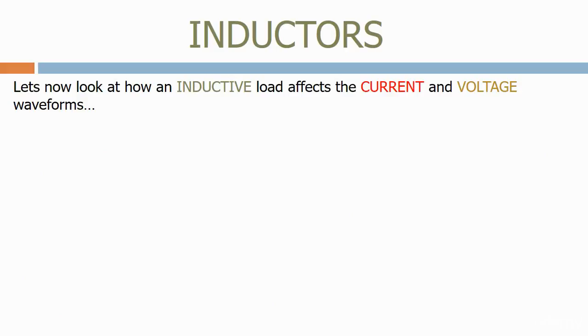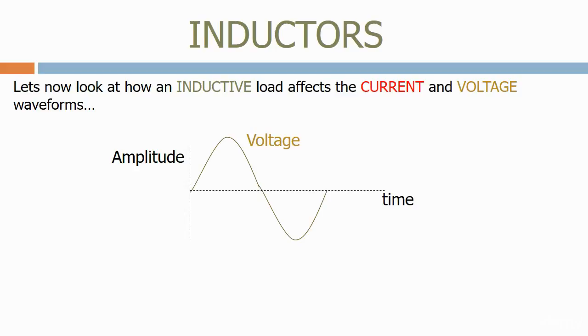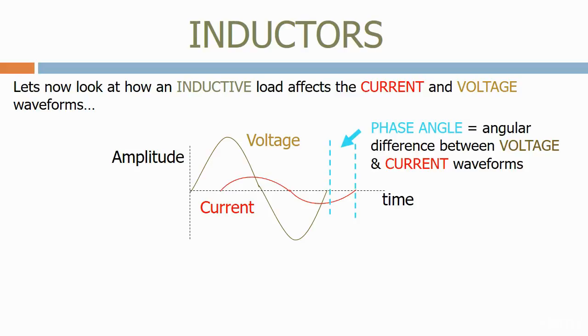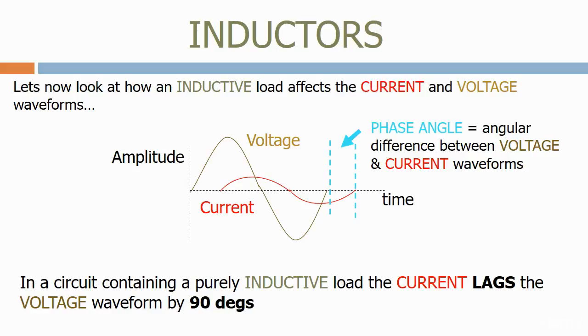Let's now look at how an inductive load affects the current and voltage waveforms. Here's our standard amplitude time graph. Let's add the voltage sine wave as normal. Now let's add the current sine wave. The phase angle is the angular difference between the voltage and current waveforms. In a circuit containing a purely inductive load, the current lags the voltage waveform by 90 degrees.